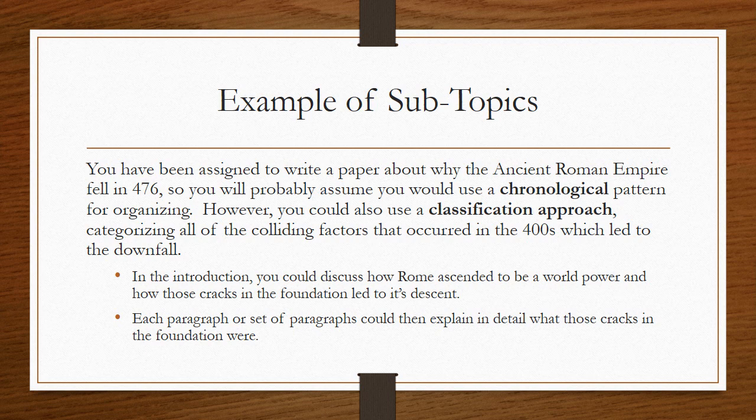So, basically looking at how the things that were problems when the empire was growing and were ignored ultimately led to Rome falling. And then each paragraph or set of paragraphs could then explain in detail what those cracks in the foundation were.